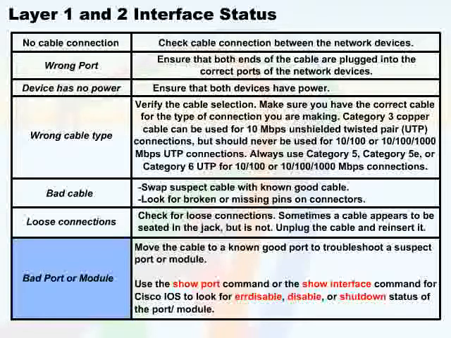A bad port or module. Move the cable to a known good port to troubleshoot a suspect port or module. You can also use the show port command or the show interface command for the Cisco IOS to look for error disable, disable, or shutdown status of the port.